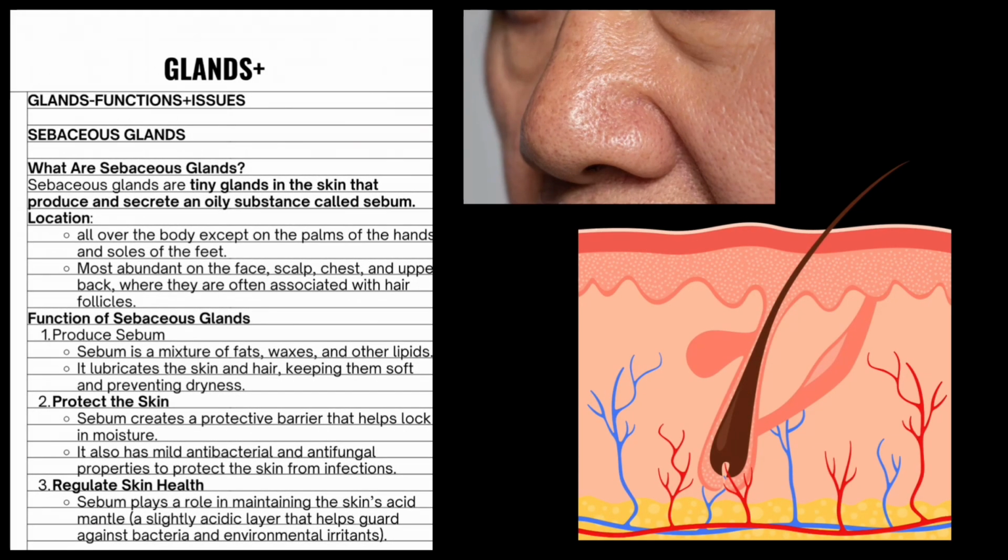Now we're going to go over glands, their functions, and issues. Sebaceous glands are tiny glands in the skin that produce and secrete an oily substance called sebum. They can be found all over the body except on the palms of the hands and soles of the feet. Function of sebaceous glands. Number 1, produce sebum. Number 2, protect skin. Number 3, regulate skin health.